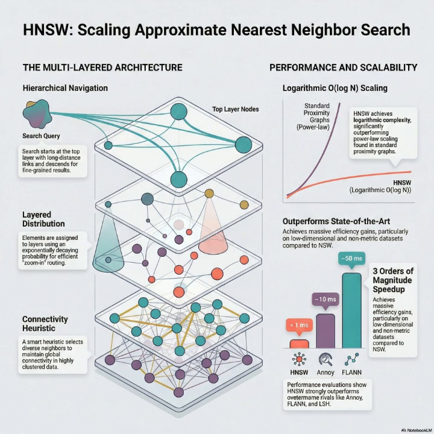If you decrease F, it's much faster, but you have a higher chance of getting stuck in a local minimum and missing the best possible target. It gives the user direct control over that trade-off.